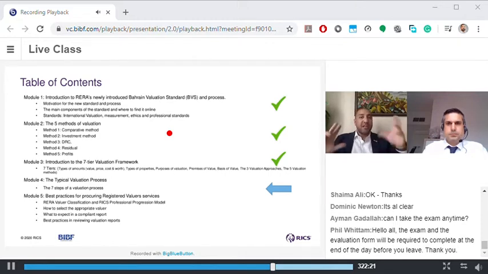If you guys think it should have been the other way around, that I should have spoken about the 7-tier valuation framework versus the 5, and then the 5 methods, please feel free to tell me that opinion as well in the feedback.